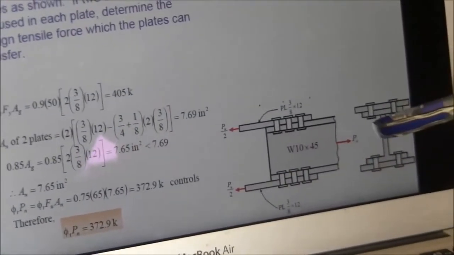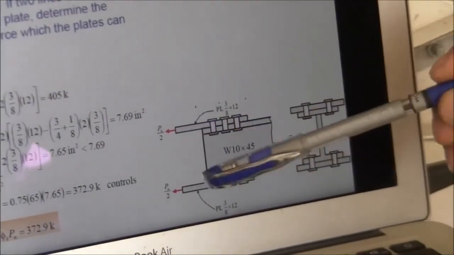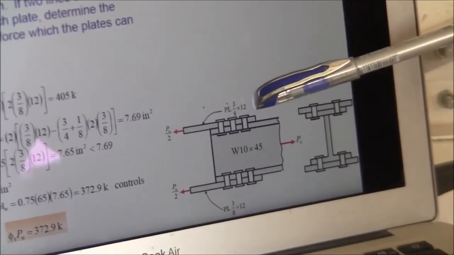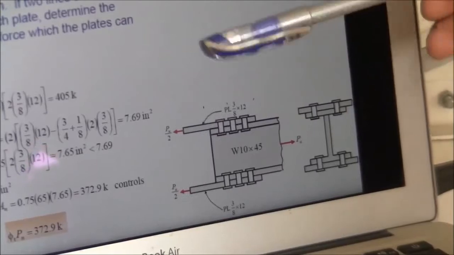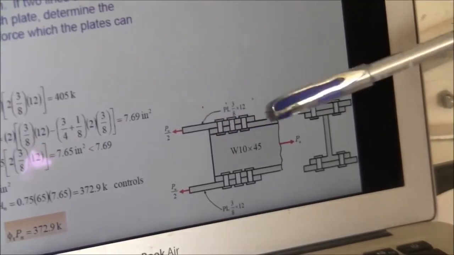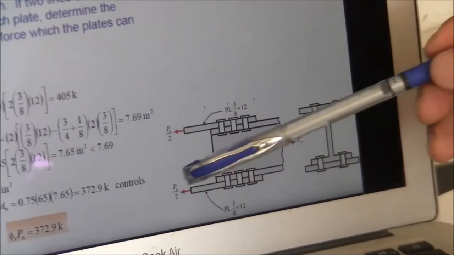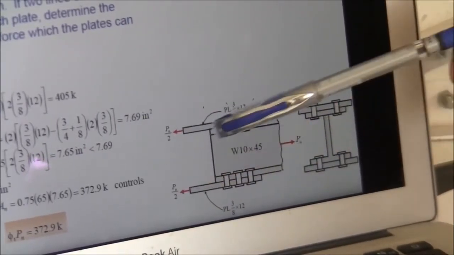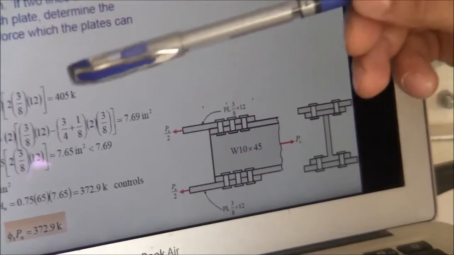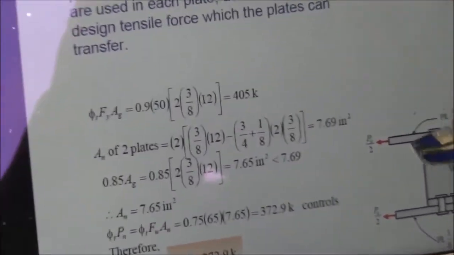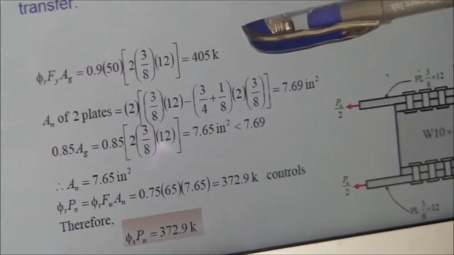So you have a W shape here, and there are two plates, 3/8 of an inch times 12 for the plate. The 3/8 is the thickness, the 12 is the width of the plate, and he's asking you to calculate the strength. Remember, if this is P ultimate, the load applied, each plate is transferring half of that load. So how much will the strength be? The yielding is straightforward: 0.9 times Fy times the area. He's calculating for the two plates, as you can see, 2 times 3/8 times 12, he gets 405.